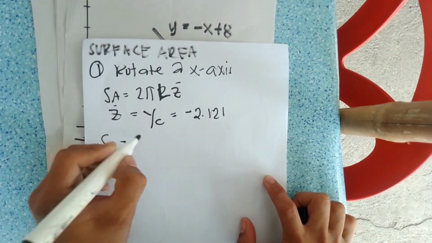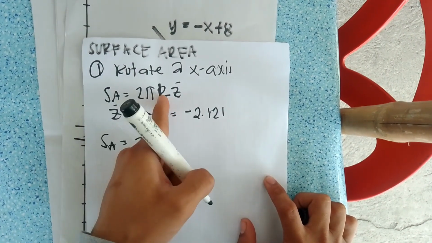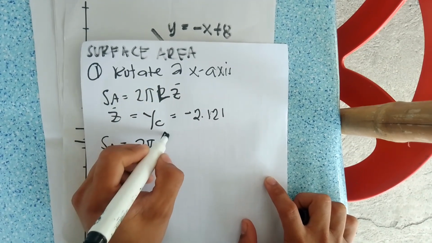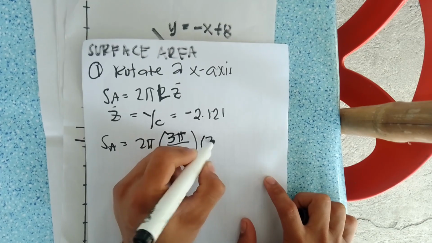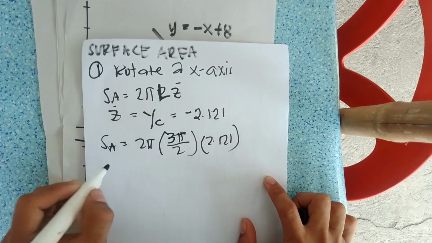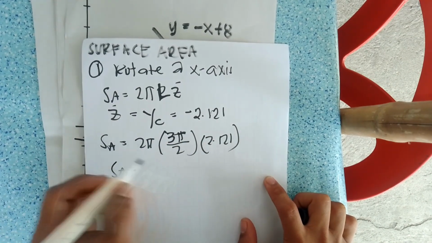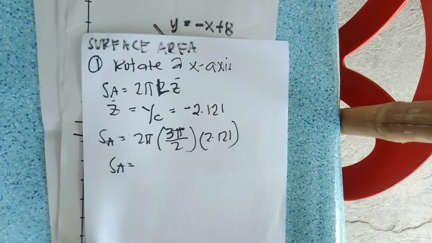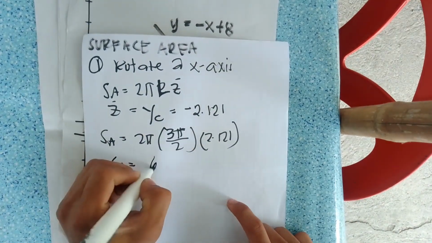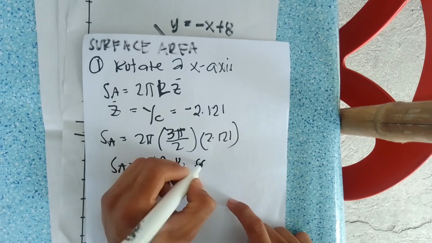Therefore, surface area is 2 pi times the arc length tsaka ina, that is 3 pi over 2 times 2.121. The surface area is, cancel ang 2, 3 pi squared, use the calculator. So we'll get surface area is 62.8 squared units.